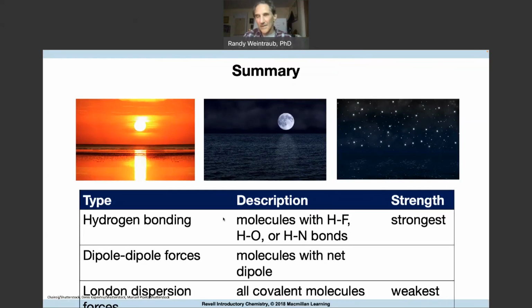molecules. As an analogy, consider the light from the sun, the moon, and the stars. The stars are always in the sky, but their faint light is often blocked by the light of the moon or the bright light of the sun. In the same way, London dispersion forces are always present, but the effects are slight in molecules that have dipole-dipole and hydrogen bonding interactions.